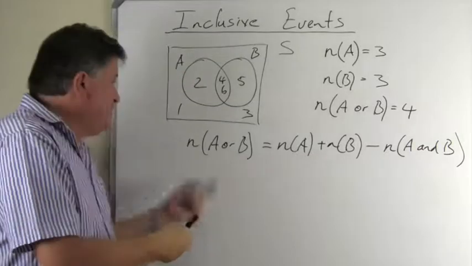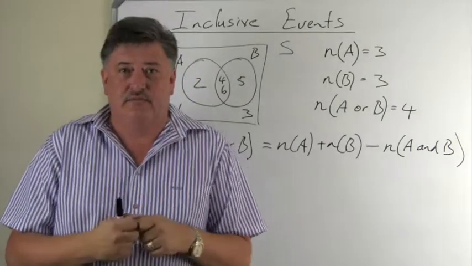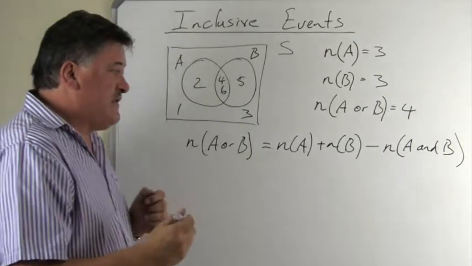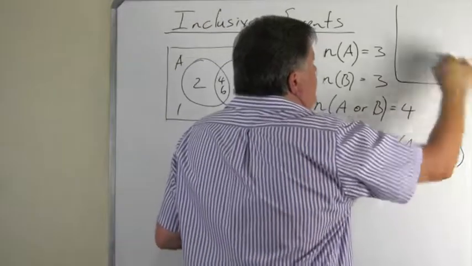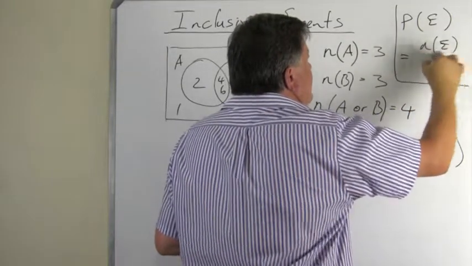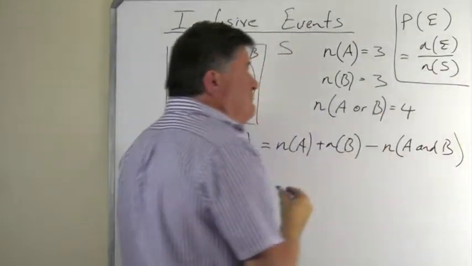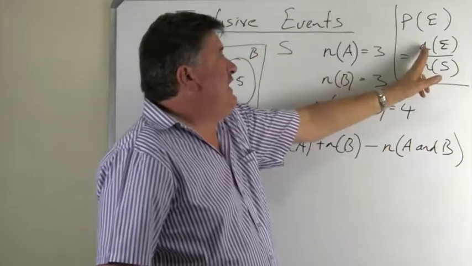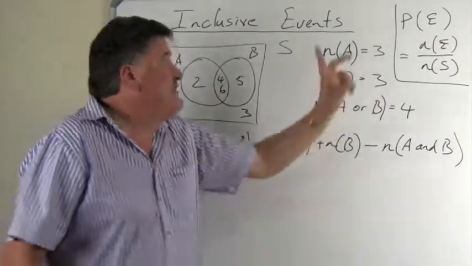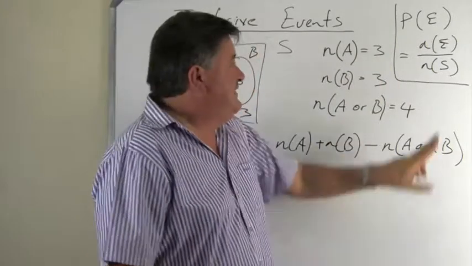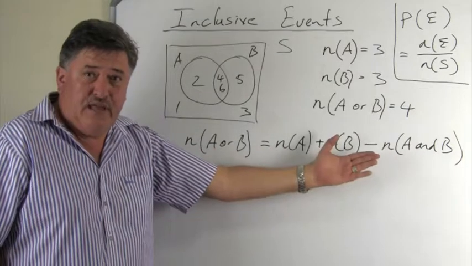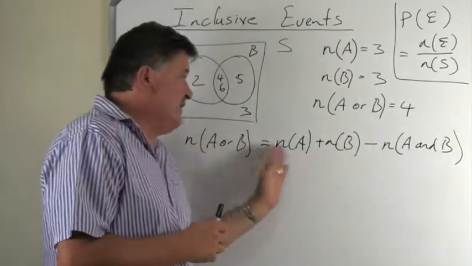How can we change N to probability? Just by using our definition again. And please remember the definition. The definition again was the P of E is equal to the N of E over the N of S. So if I have the N of A, for instance, how do I change it to the P of A? We must divide by the N of S. Is it possible that we can do it here? Of course, because we are dealing with an equation.